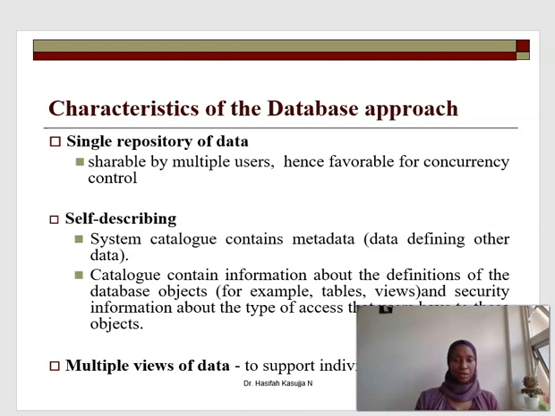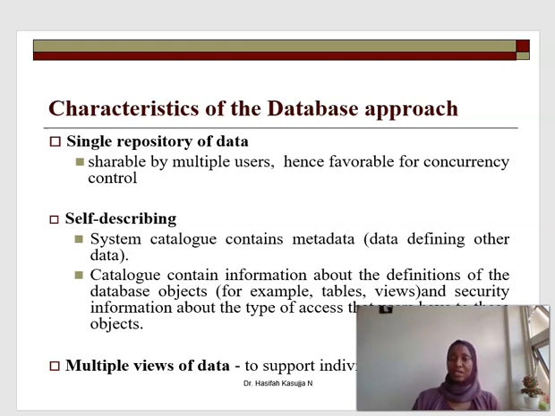So there are different characteristics of the database. For example, a database is a single repository of data. In other words, you have only one location where all the data is kept. If we look at an organization like Makerere University, you have different colleges, and within the different colleges you have different schools, and within the different schools you have different programs, but all this data is collected and managed in a central repository, which in the long run helps in the sharing of data among the different users, but also makes updating very easy, and therefore it ensures concurrency.